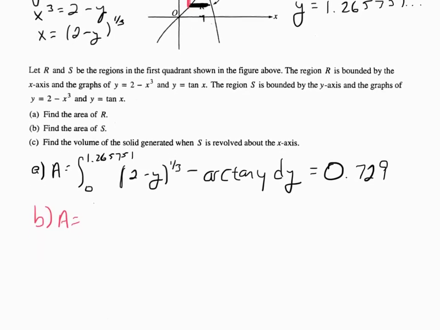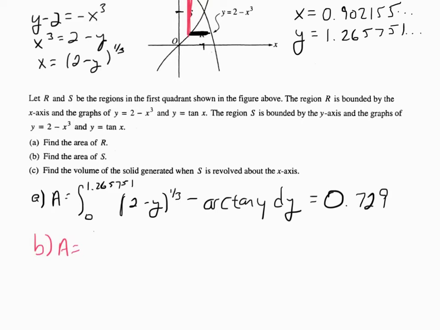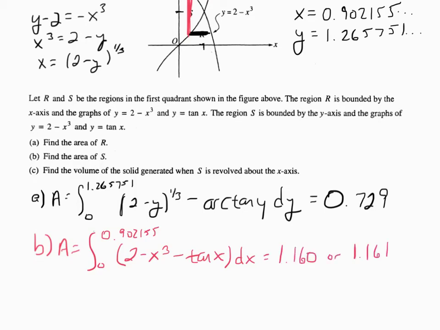So here we go. We've got the integral from 0 to the x value, which is 0.902155. And now we've got the cubic function 2 minus x cubed minus the tangent function. We put that in our calculator, and you should get this or this.